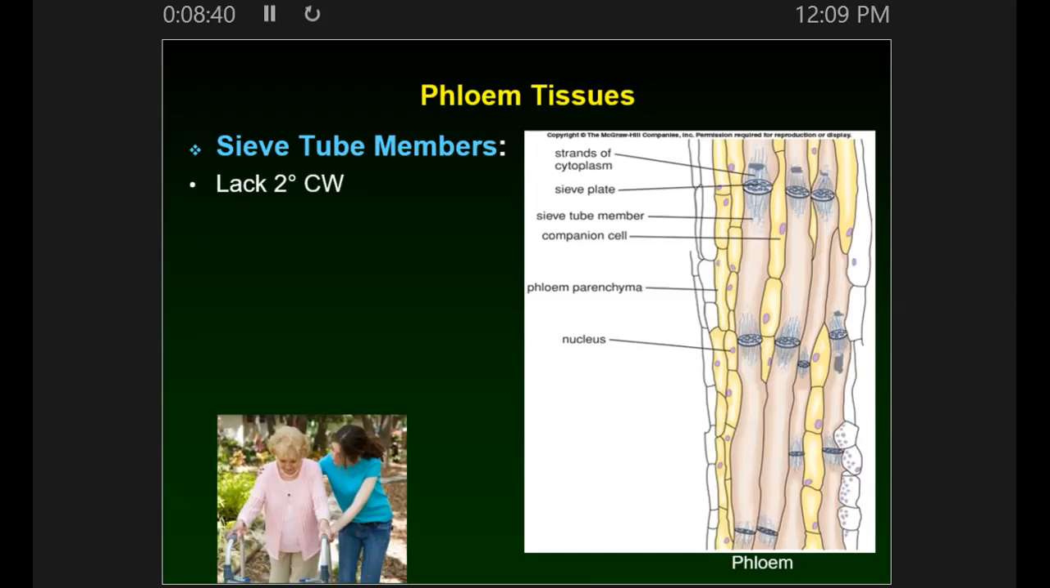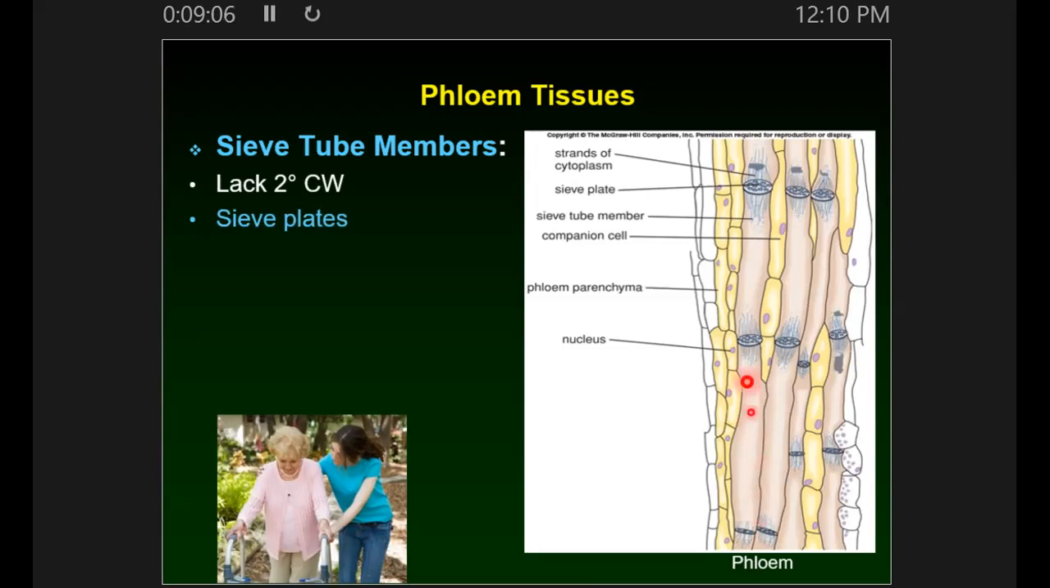Sieve tube members are what we see in the angiosperm. So they can be called sieve tube members. Other people will refer to them as sieve tube elements. But sieve tube members, sieve tube elements, they're living at maturity, so they don't have a secondary cell wall, just a primary cell wall.